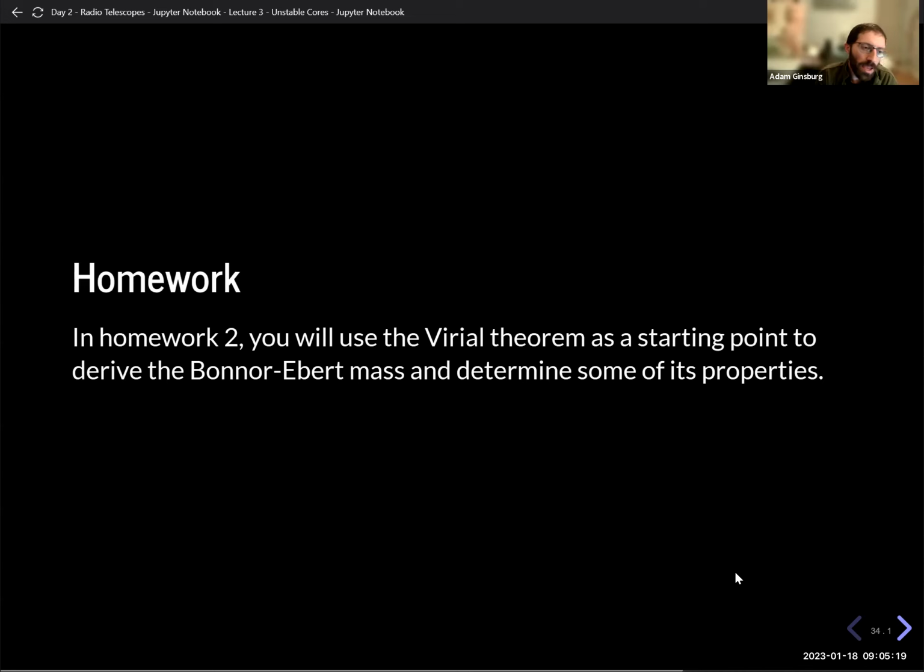Okay, so in the homework, you're going to use the Virial theorem as the starting point to derive the Bonnor-Ebert mass and derive some of its properties. The homework's going to walk you through some additional derivation steps.